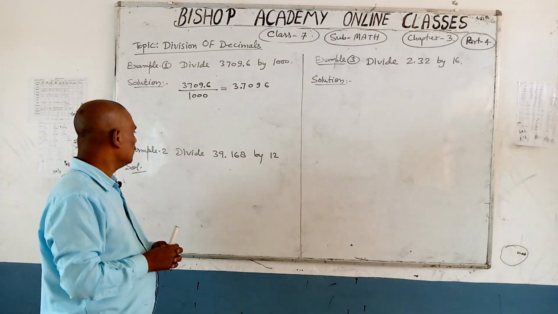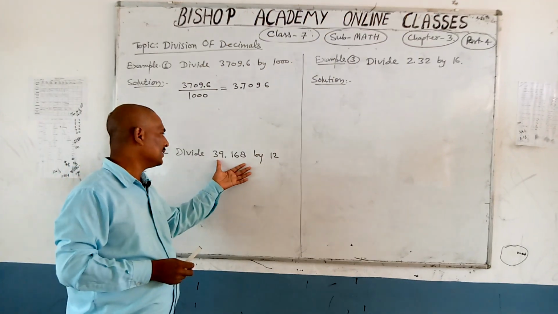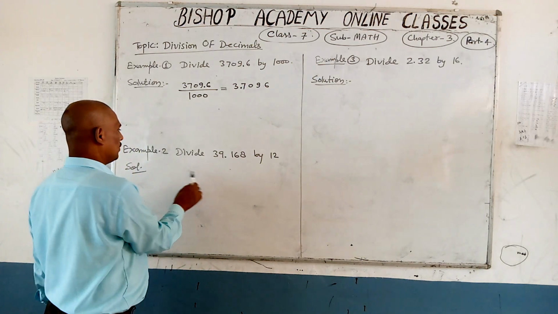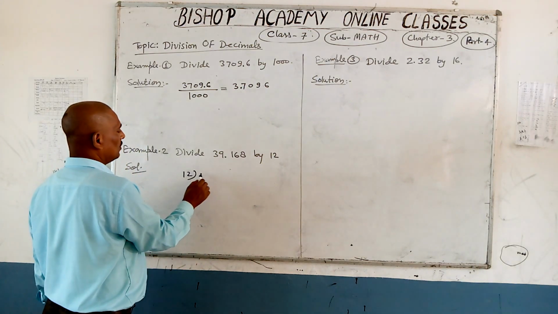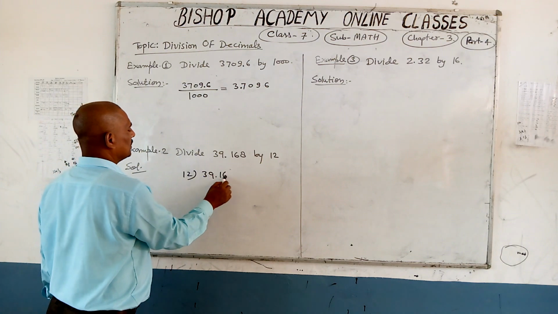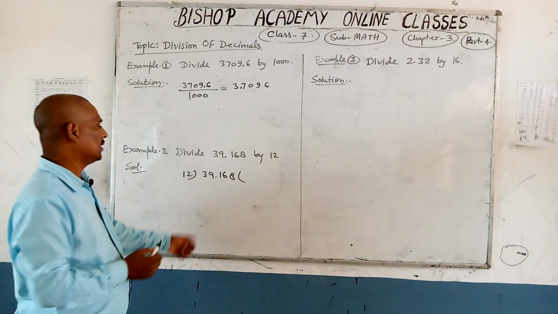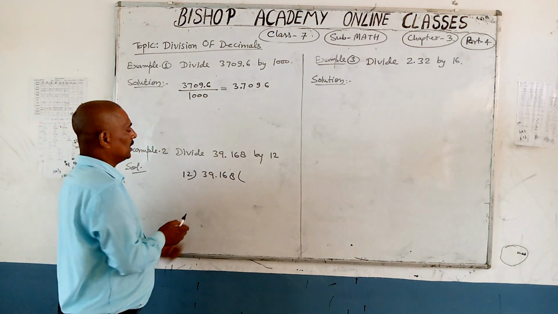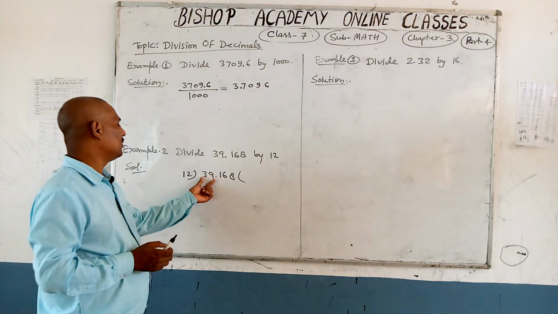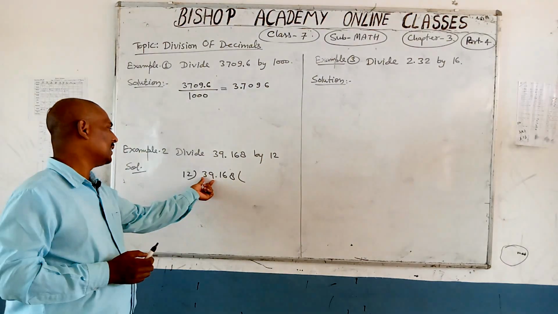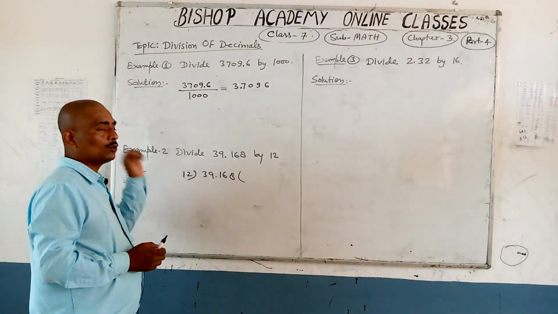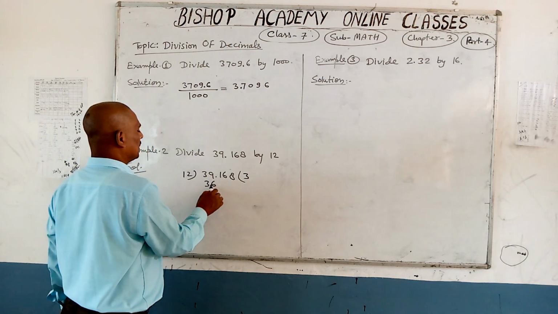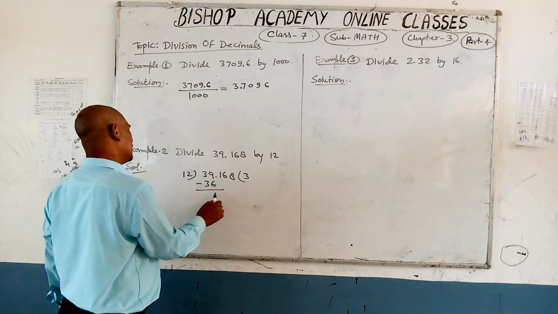Now in example number 2, see how to divide this decimal, 39.168, by a whole number 12. In such case, you will divide like this. You know that in this decimal the whole number is 39. This whole number 39 can be divided by 12 how many times? 3 times. 12 times 3 are 36. Subtract, you get 3 here.